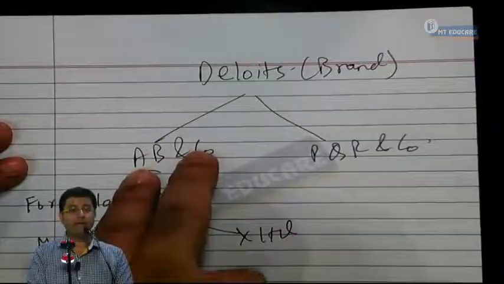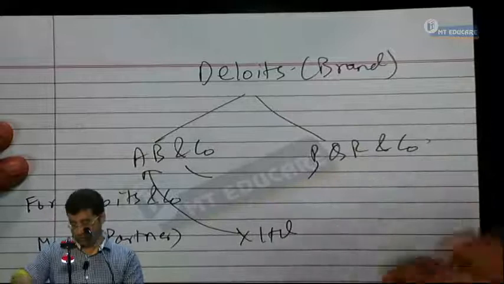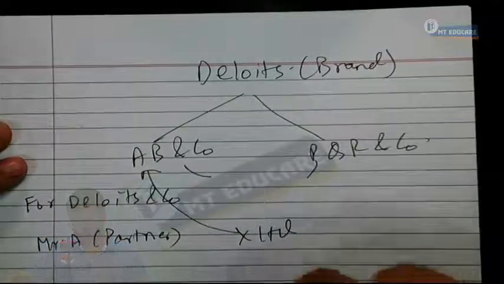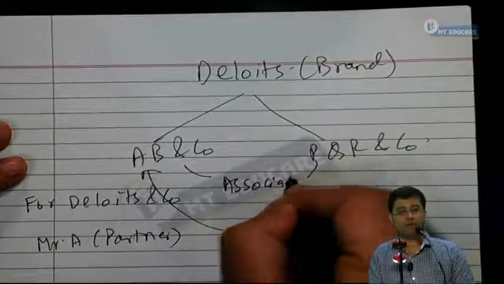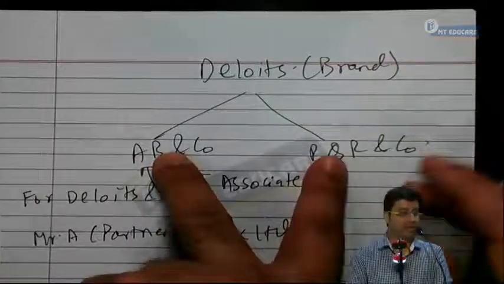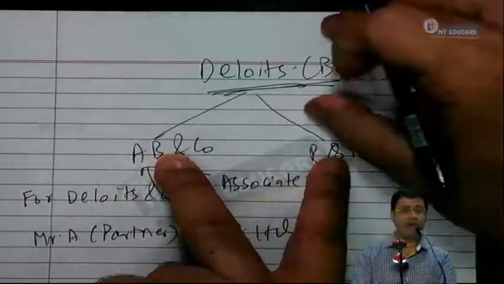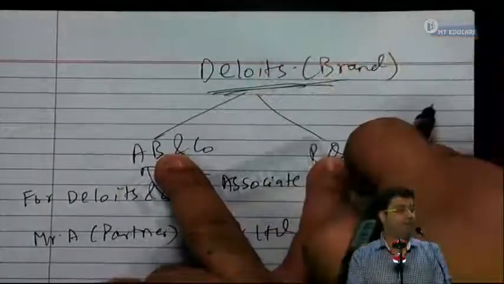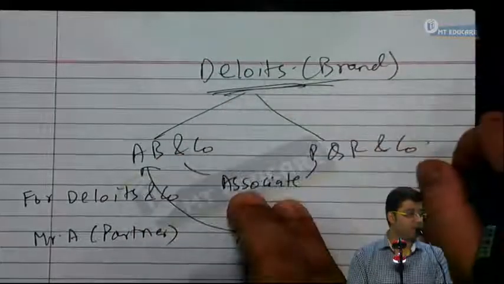Now, A, B and Company and P, Q, R and Company, both of them, which type of firms are these? Both of them are associate firms. What do you mean by associate firms? Those firms are associates when they work under the same brand name. So if Deloitte is a brand name, all the firms working under the brand name of Deloitte are called which firms? Associate firms. Business partners.